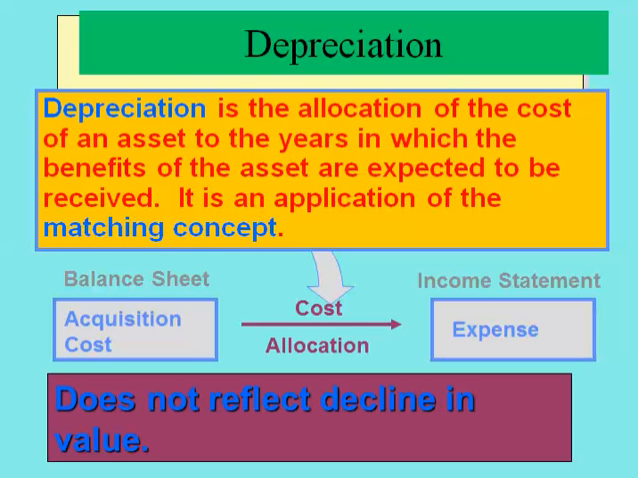So accountants try to capture that loss of value, and we try to allocate the cost of an asset over the years in which we are going to receive benefit for that asset. And that's applying the matching principle. So we're going to match the expenses in the same period in which we earn our revenues. And depreciation, that loss of value, is something that we need to capture.